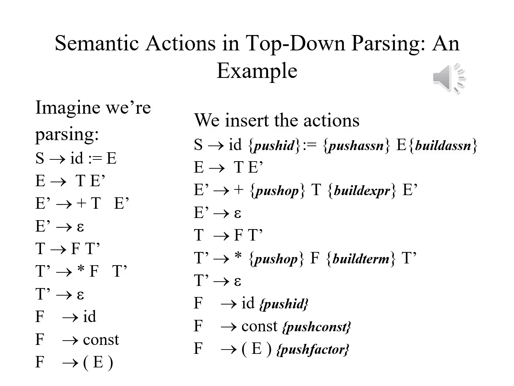We have comparable things later on. So in the case of E prime derives plus ET E prime, we have E prime derives plus, we push the operation, T, build the expression, and then E prime. Similarly, in T prime derives times FT prime, this becomes T prime derives asterisk, push op, F, build term, and then T prime. Lastly, for the three productions involving F on the left-hand side, they give us the actions push ID, push constant, and push factor, respectively.